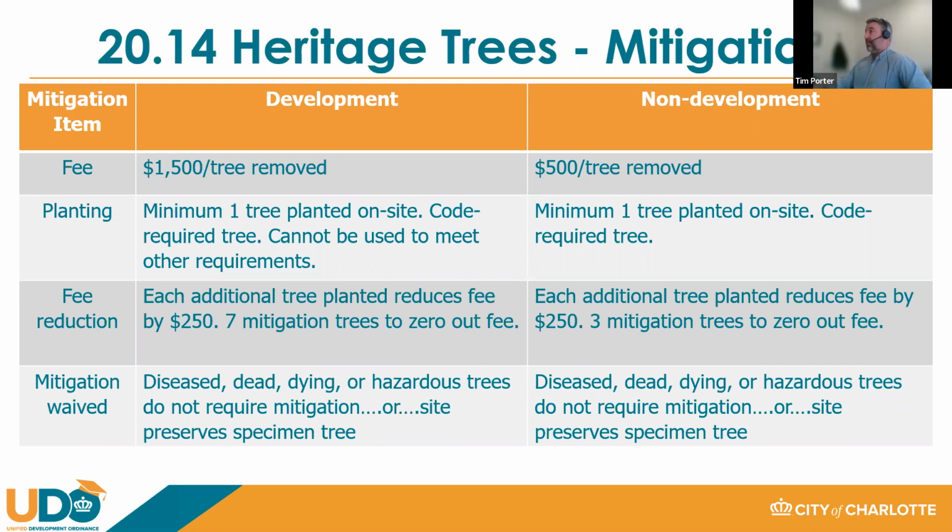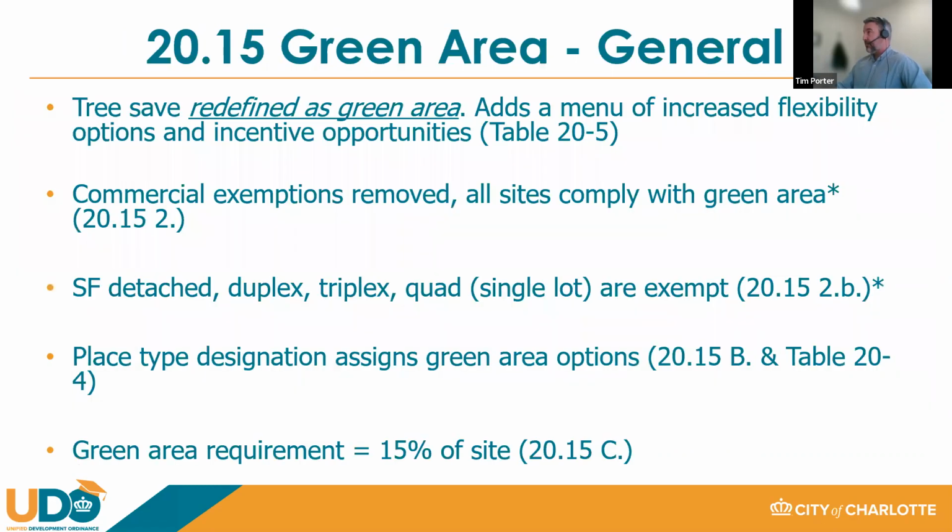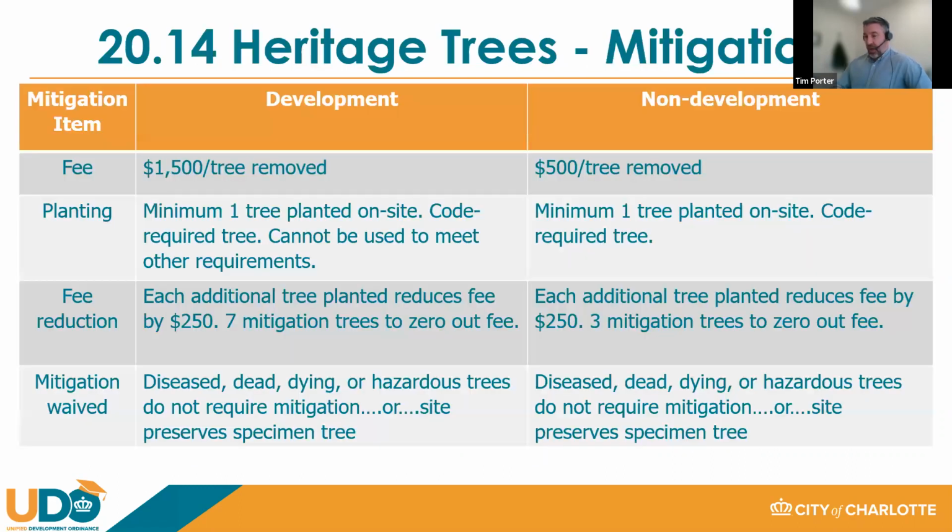I'll leave this table up for a minute because I wanted to draw a distinction between development and non-development here. Mitigation is a strong component of this new focus area and this new requirement. So let me go back one second and just talk a little bit about what the fees will go to. Collected fees from heritage tree permitting, mitigation fees, will support a new program called the Canopy Care Program.